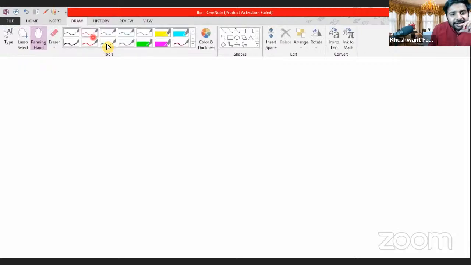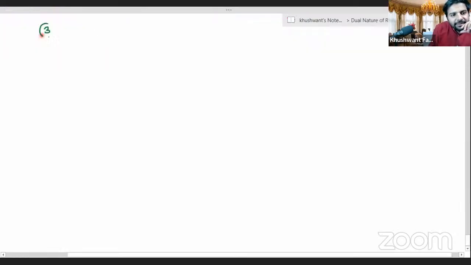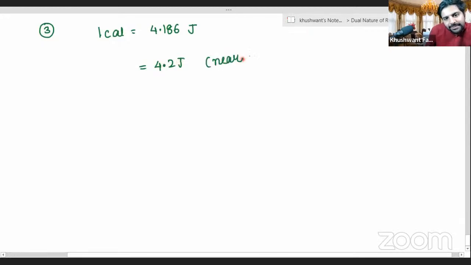अच्छा, also write the conversion if you all want. Bonus tip number 3. 1 calorie is 4.186 joules. It is also sometimes written as 4.2 joules for the sake of convenience. Kabhi nearly or approximately, you can also write 1 calorie as 4.2 joules for the sake of convenience. This is the conversion. I hope you all know.